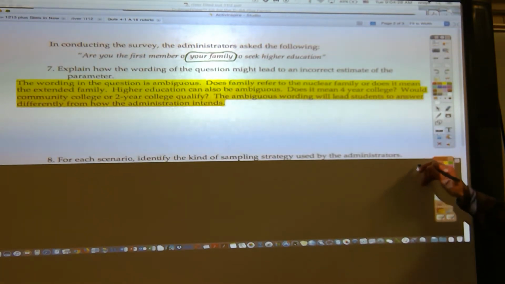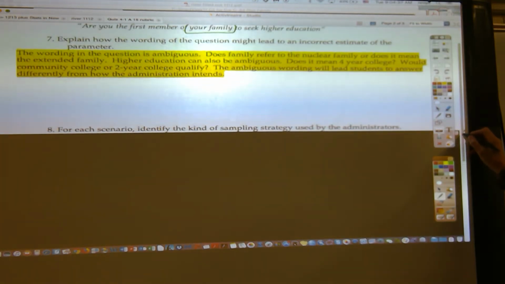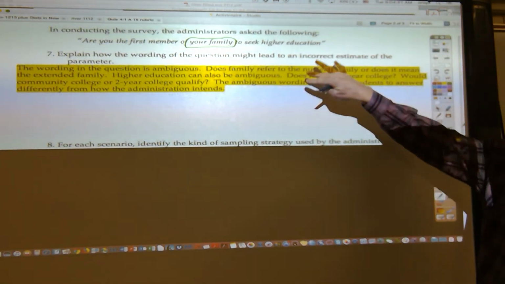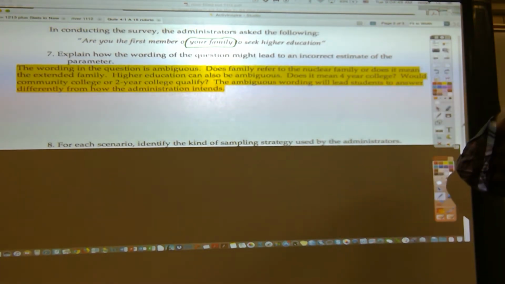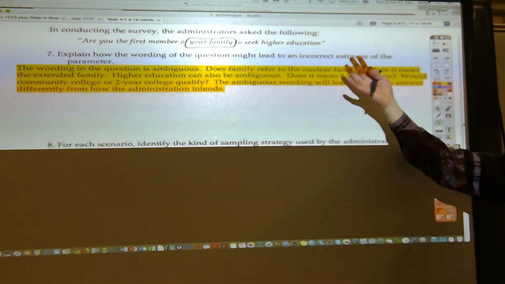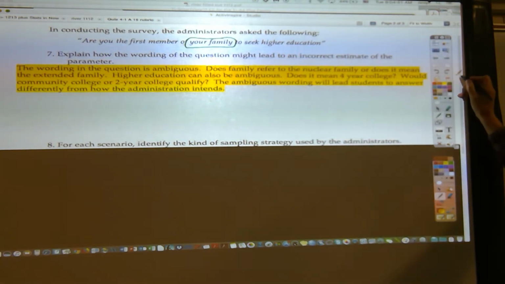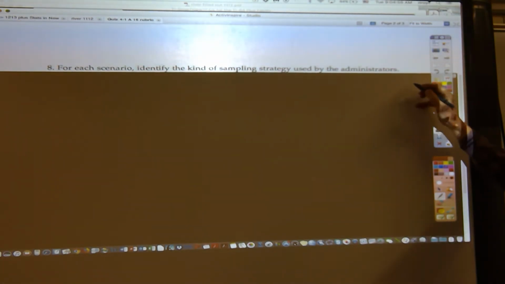Any questions on problem 7? Yeah, that can lead to response bias. In case you're wondering, what type of bias is it? Well, we don't have a specific term for something like ambiguity bias. So if you don't have a special category for the type of bias, just put it all under the response bias umbrella. All right, number 8.